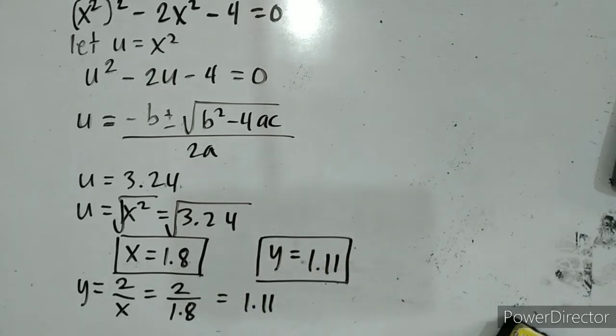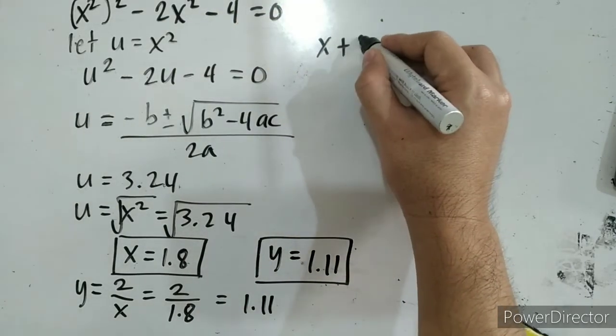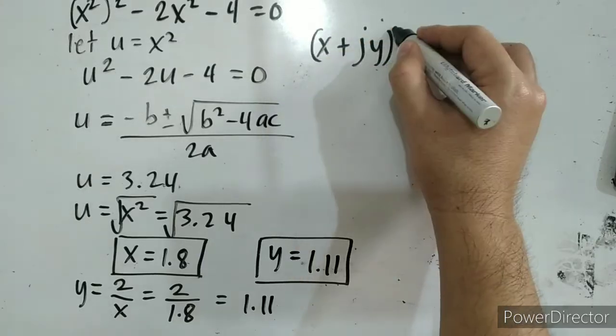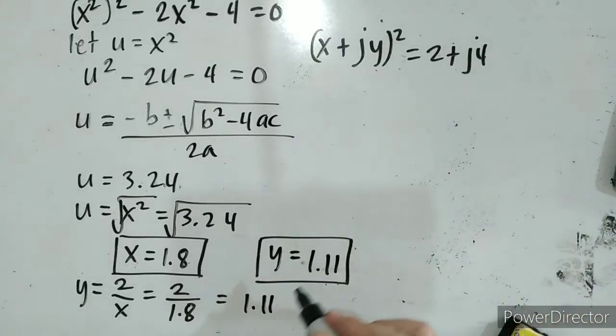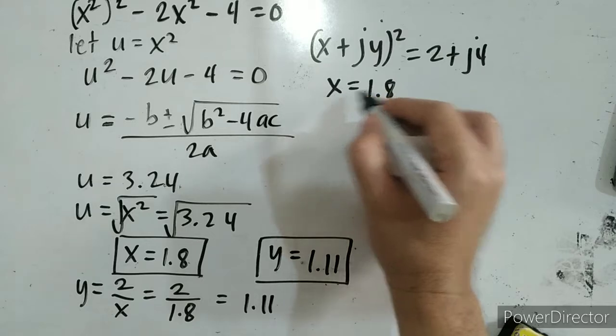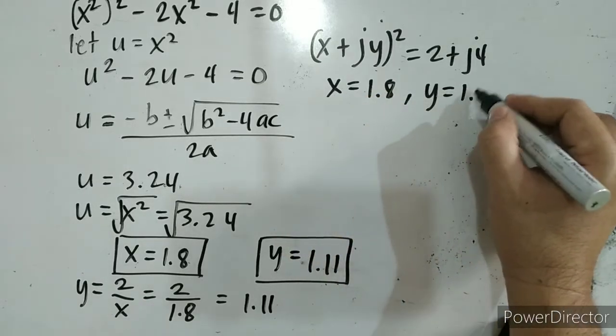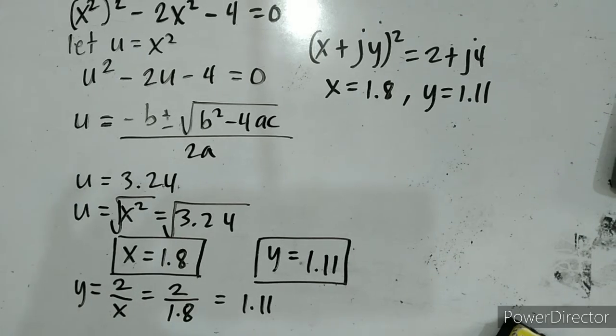So for the equation (x plus jy) squared equals 2 plus j4, the value for x using Theorem 2 of complex numbers is 1.8, and the value for y is equal to 1.11. Okay? Right. Using Theorem 2 of complex numbers, we now solve our second example.